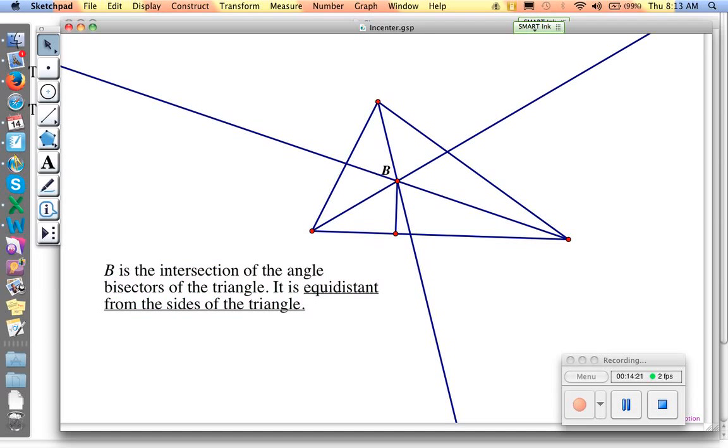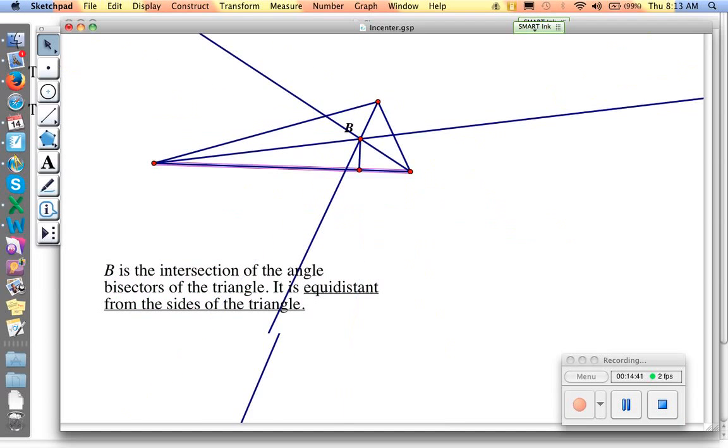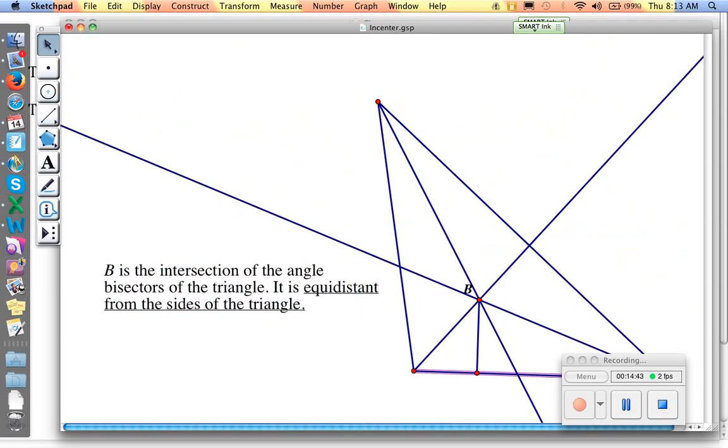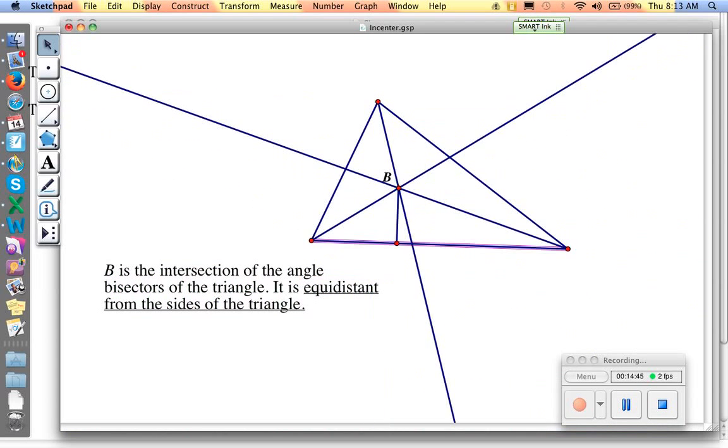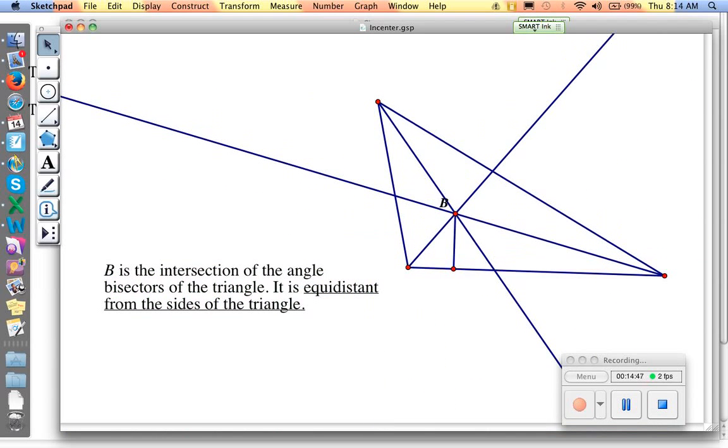And once again, in this triangle, as I've drawn it for you right now, the in-center of the triangle is inside the triangle. Do you think that it will always be inside the triangle? Well, let's take a look. No matter what, it's inside the triangle.